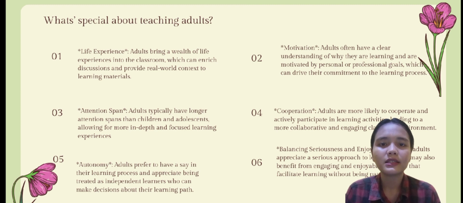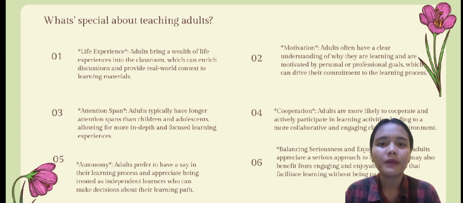Number three, attention span. Adults typically have longer attention span than children, allowing for more in-depth and focused learning experience. Number four, cooperation. Adults are more likely to cooperate and actively participate in learning activities, leading to a more collaborative and engaging classroom environment. Number five, autonomy. Adults prefer to have a say in their learning process and appreciate being treated as independent learners who can make decisions about their learning path.